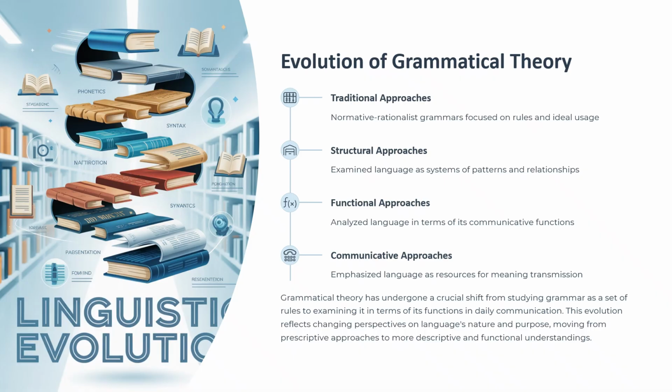Evolution of grammatical theory. Traditional approaches. Normative, rationalist grammars focus on rules and ideal usage. Structural approaches examine language as systems of patterns and relationships. Functional approaches analyze language in terms of its communicative functions. Communicative approaches emphasize language as a resource for meaning transmission.